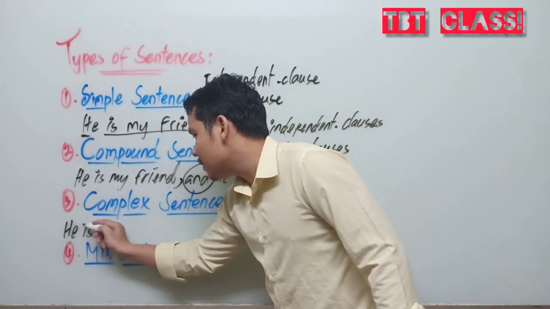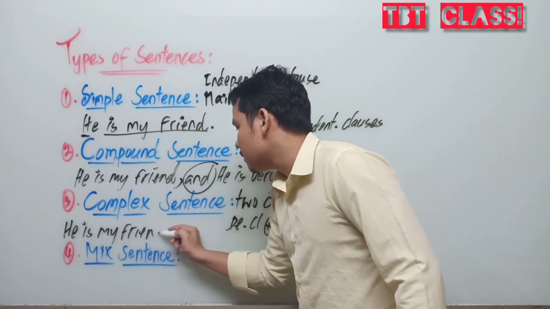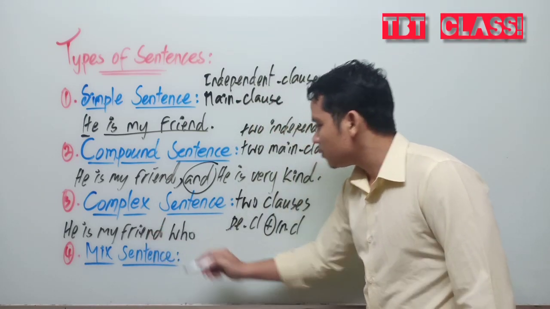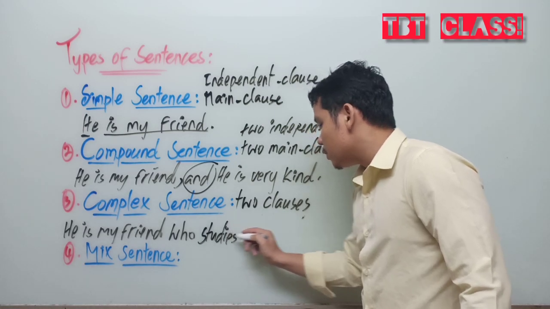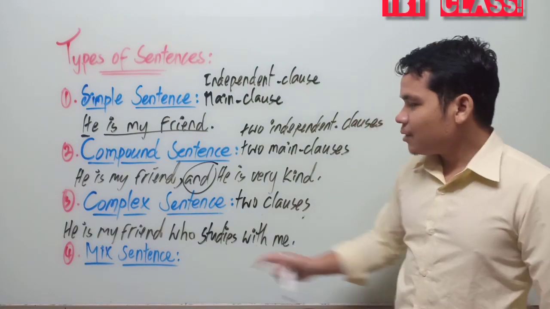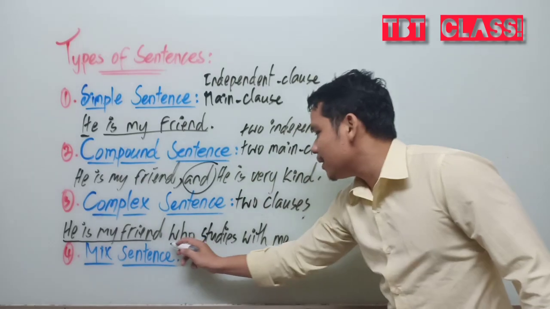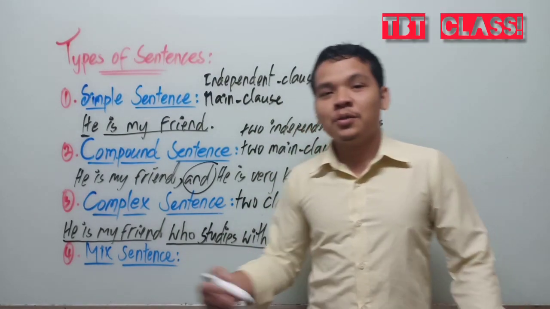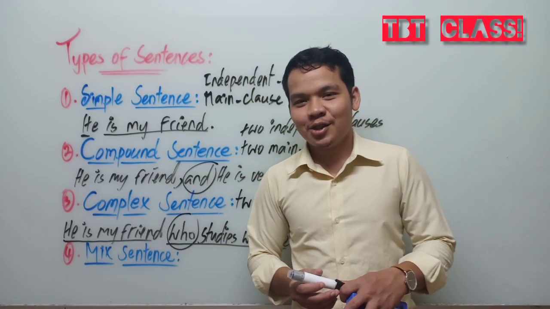Okay, I give you an example. He is my friend who studies with me. That is it. So that we call a complex sentence. You see, two clauses, one clause and another clause, yes. So two clauses combined together by a subordinating conjunction.